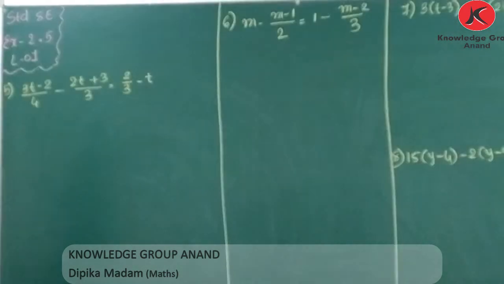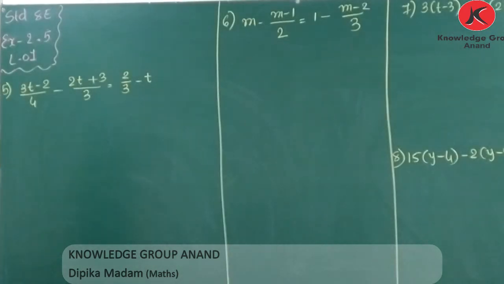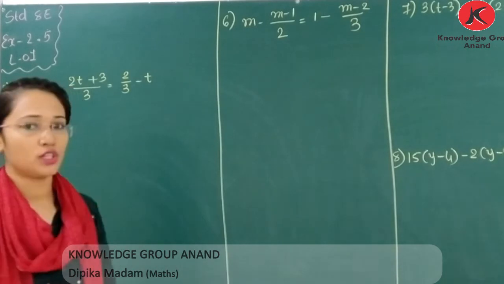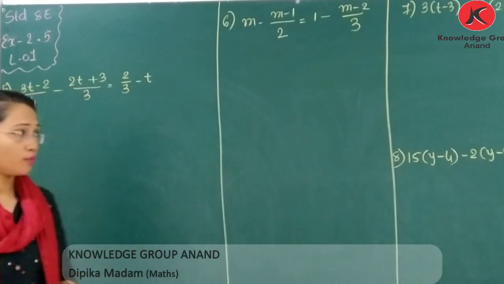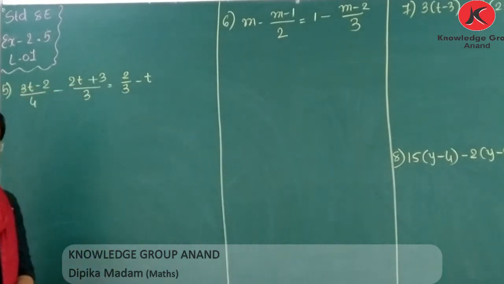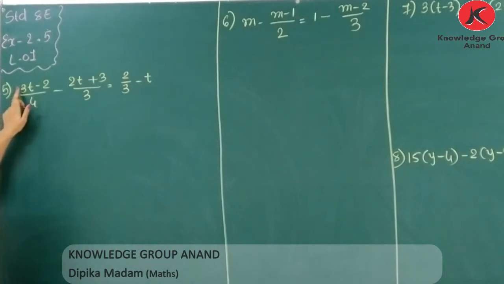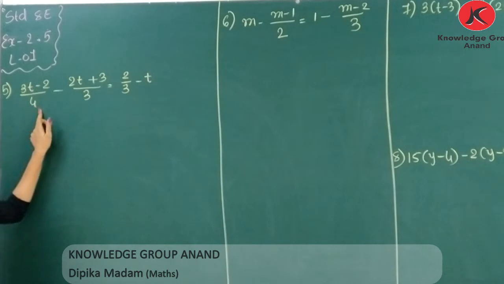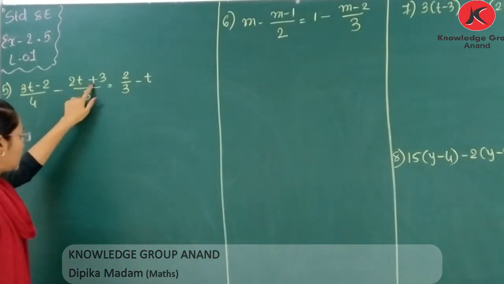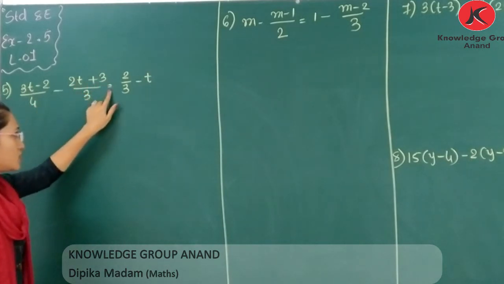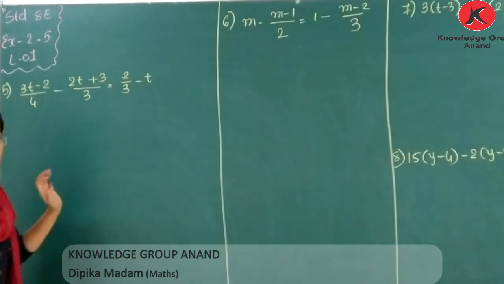Welcome back, friends. Yesterday we started exercise 2.5 and completed questions 1 to 4. Now we continue exercise 2.5 with example 5. Here example 5 is (3t minus 2) divided by 4 minus (2t plus 3) divided by 3 is equal to 2 by 3 minus t.